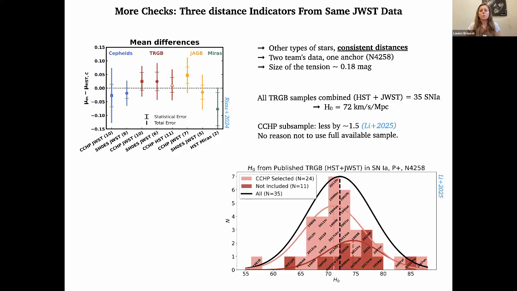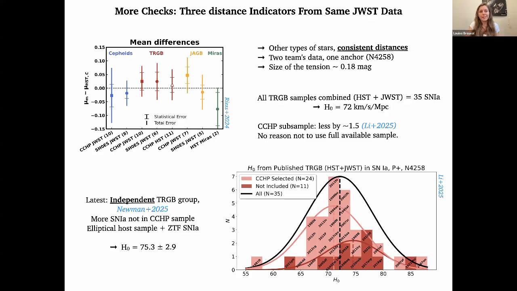There's also a question of which sample you select. So for TRGB, for example, we combine HST and JWST hosts, which gives us 35 supernovae. And we get 72 for the Hubble constant. And there's a paper by Sean Lee, 2025, that reanalyzes the subsample selection, and CCHP gets a lower Hubble constant because their selection is different. They use a smaller subsample, and some hosts have been excluded, the ones in brown here. And we believe there's no reason not to use the full available data.